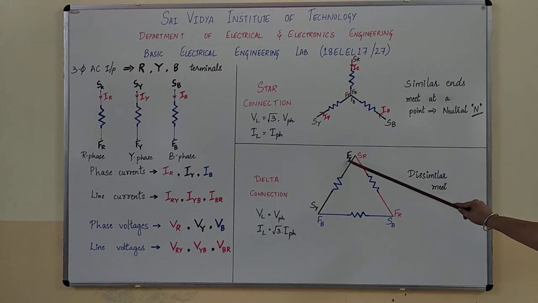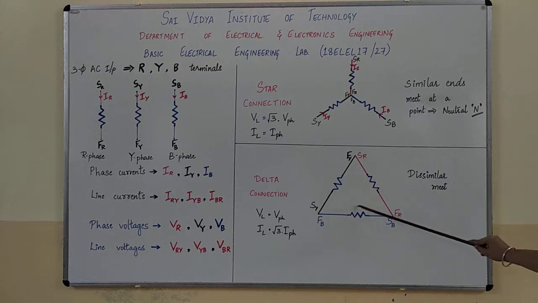Then finish of Y is again connected to start of R. So we see that there is a loop formed. This is a closed loop. And here we can notice that dissimilar ends are meeting at a point.